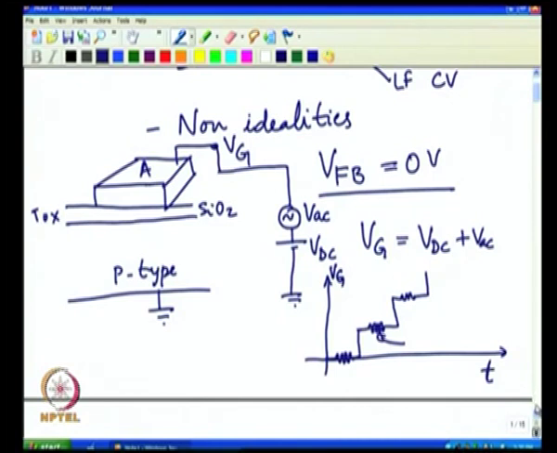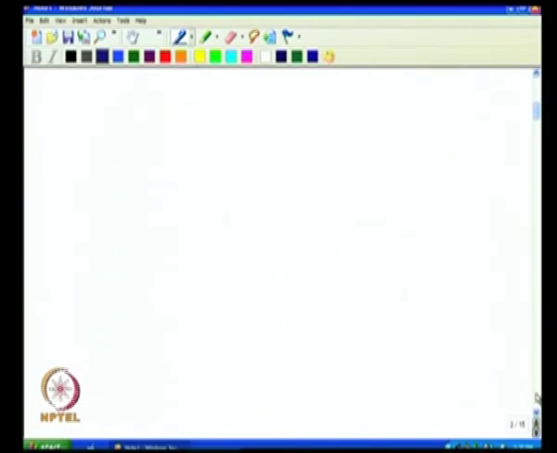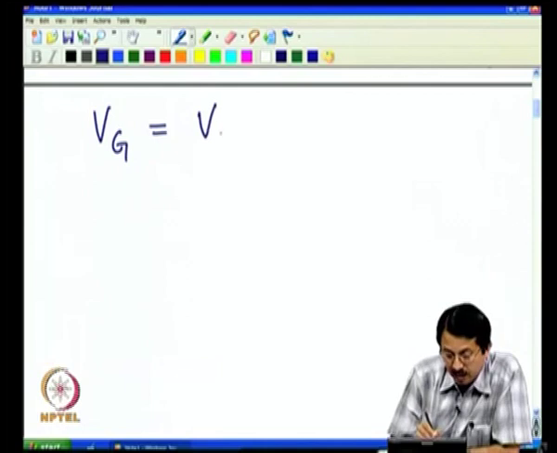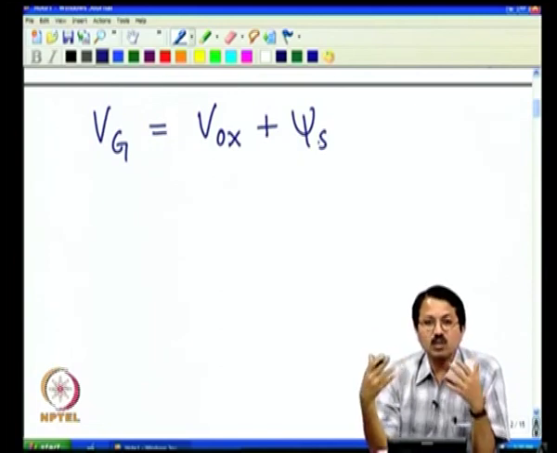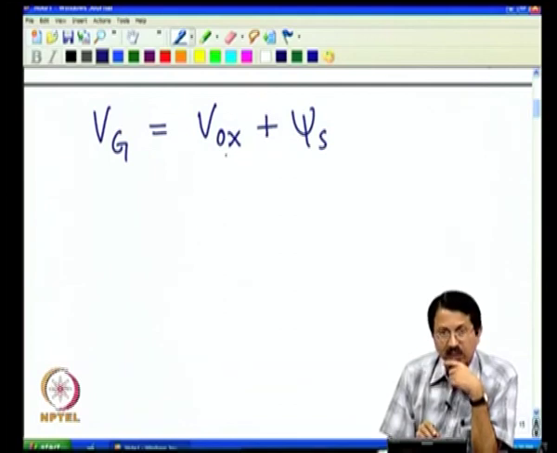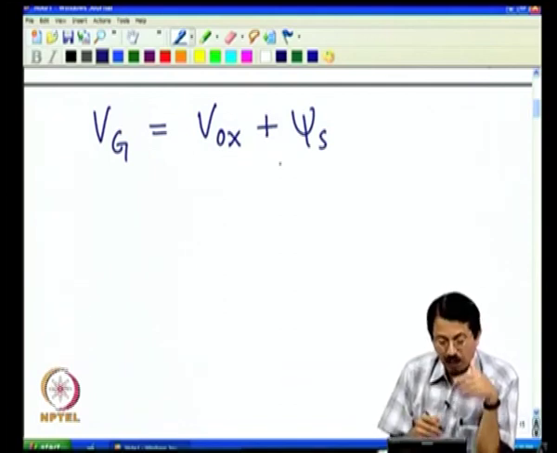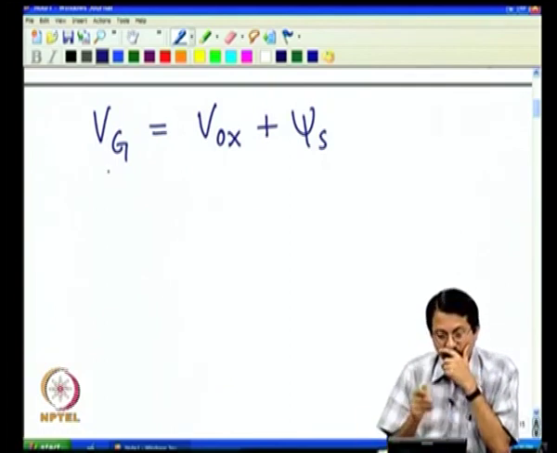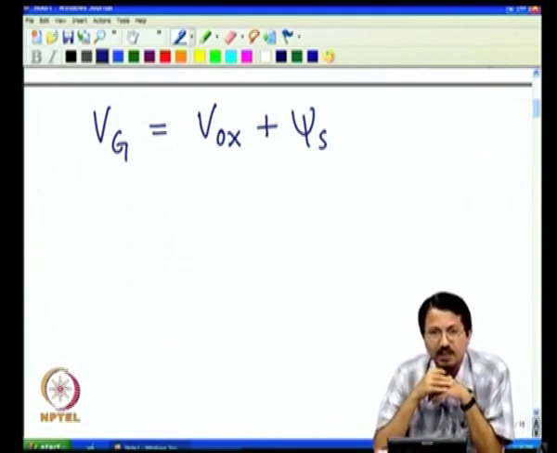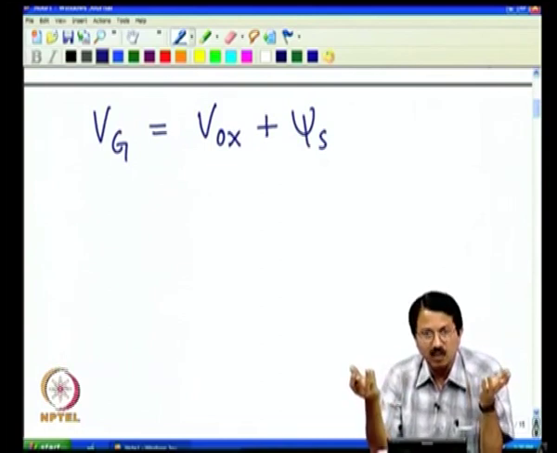Now, let us start from the very basic, that if I have a Vg applied on this structure, as we have seen in one of the earlier lectures, it can be treated as oxide in series with silicon. So, the applied gate voltage has to drop across these two elements. Part of that will drop across the oxide, that is what we call Vox, and the rest of the applied gate voltage will drop across the silicon, which is what we call psi s, or the band bending that we have in silicon. When we have flat band condition, psi s is equal to 0.